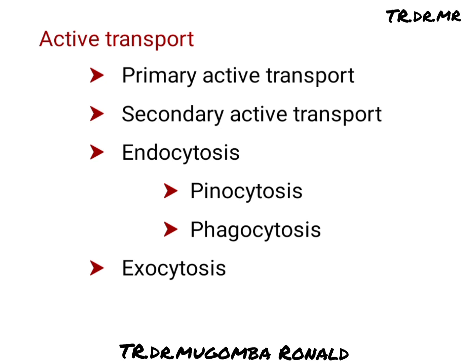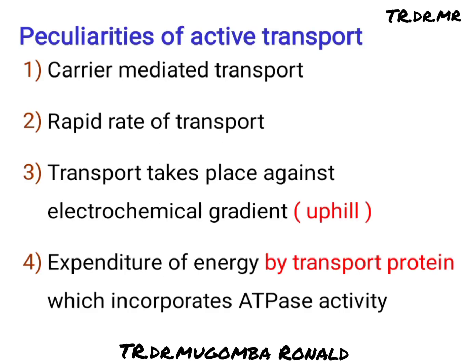Having looked at the different forms of passive transport, let's go ahead and look at the different forms of active transport as well. In active transport, we usually see movement of materials against their concentration gradient. So we have primary active transport and secondary active transport. We also have endocytosis, which can include pinocytosis and phagocytosis. We have exocytosis as well.